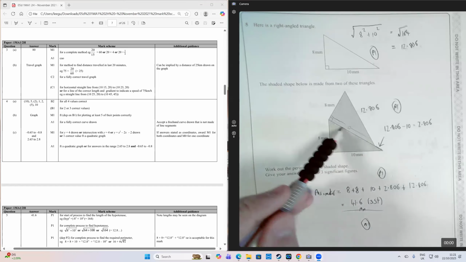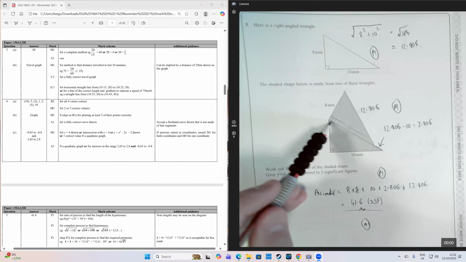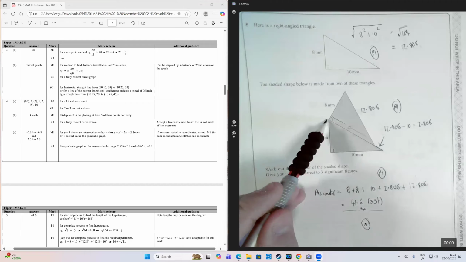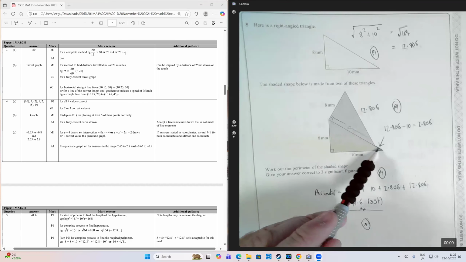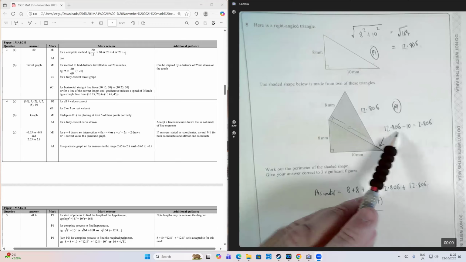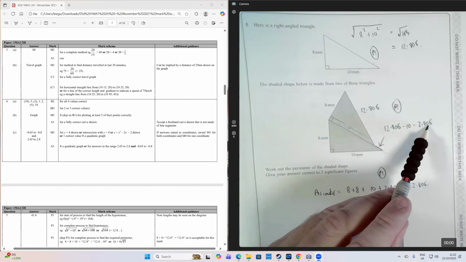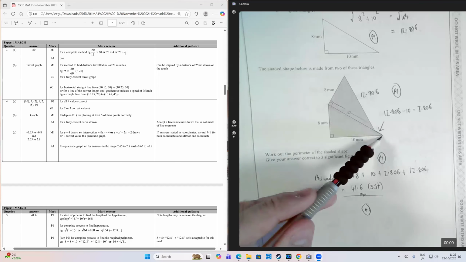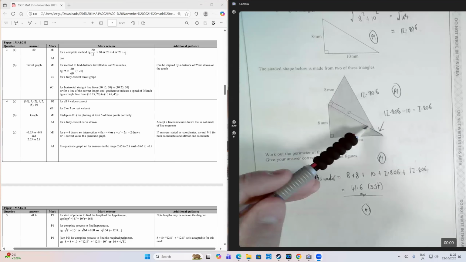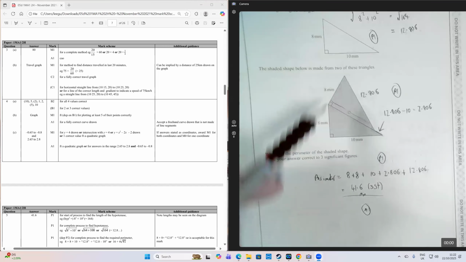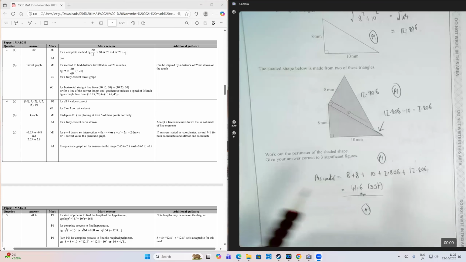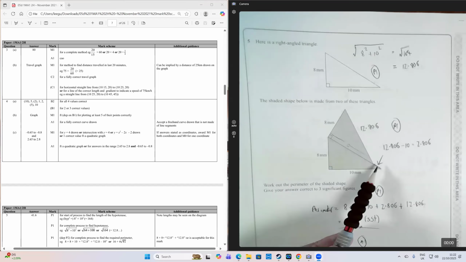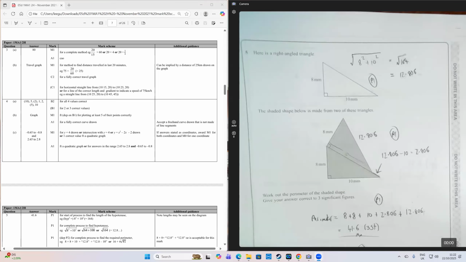We know that this whole length here is 12.806, and we also know that this side is 10, and that is that side there. So this little bit is the full length of the hypotenuse, take away 10, so 2.806. Therefore our perimeter is 8 add 8 add 10 add 2.806 add 12.806. All of that together, when we round it to 3 significant figures, is 41.6. The tricky bit there, I think, was knowing how to find that little bit there.